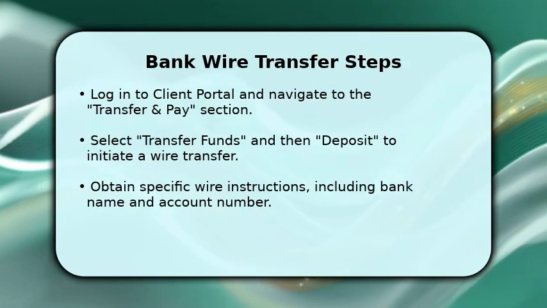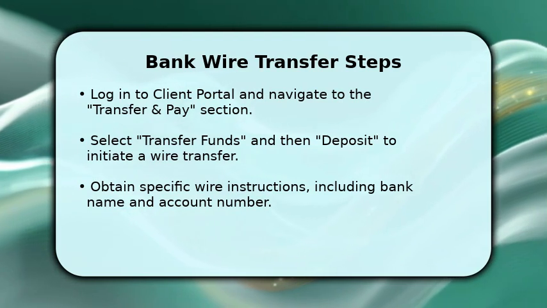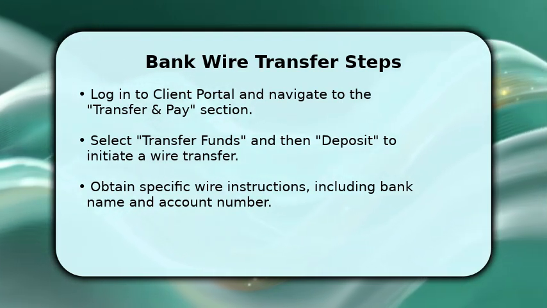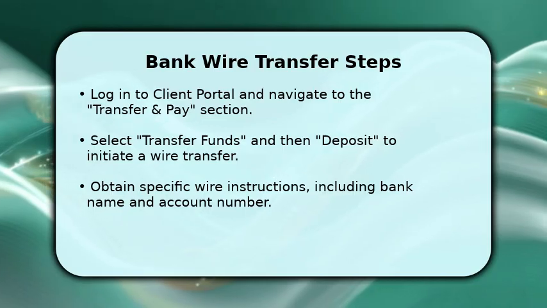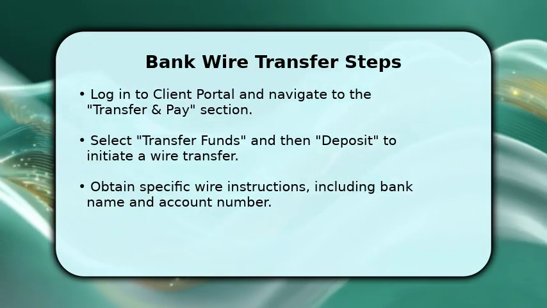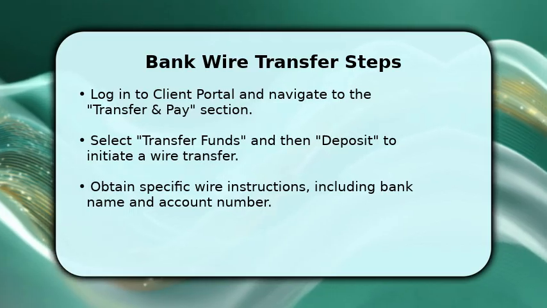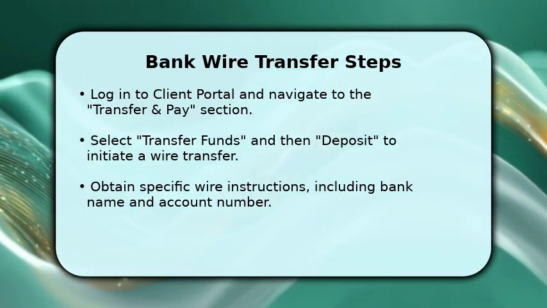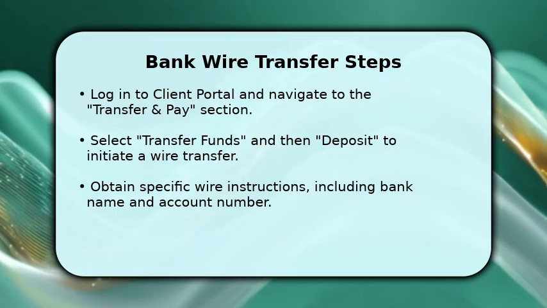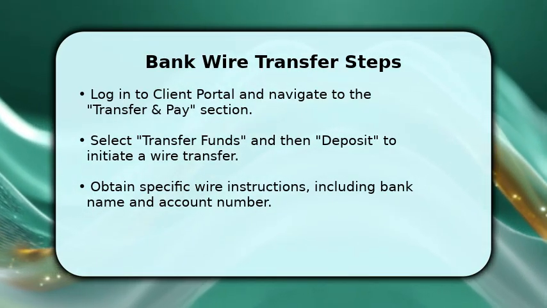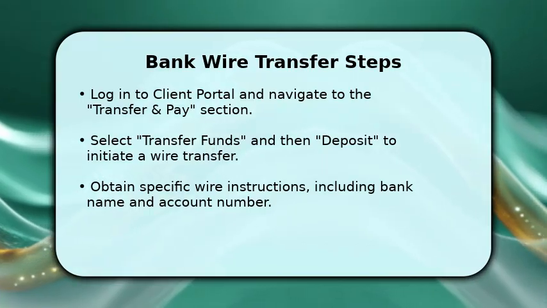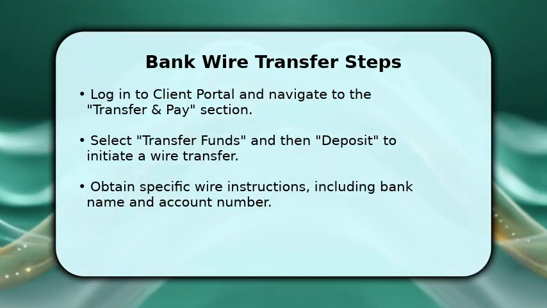For a bank wire transfer, begin by logging into your client portal. Navigate to the Transfer and Pay section, then select Transfer Funds and choose Deposit. You will then receive specific wire instructions, including the bank name, address, and your unique account number. Take these details to your bank, either in person or through their online portal, to complete the transfer. Wires typically process within 1 to 3 business days.